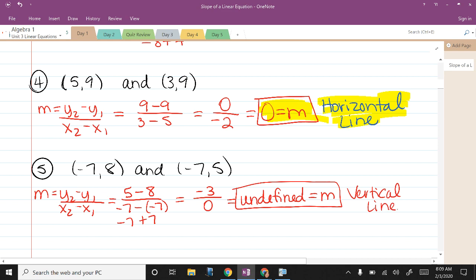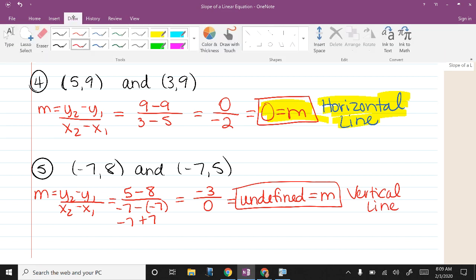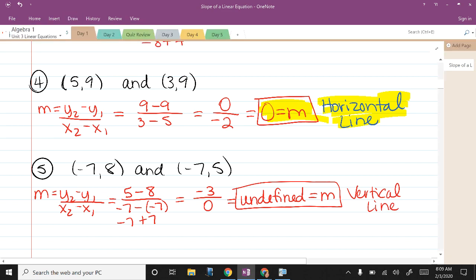You've got to know when it's 0 and when it's undefined and what kind of line that means. You've got to memorize it. You will need this information in geometry, in algebra too, and in college algebra. All right, so let's just talk about it.